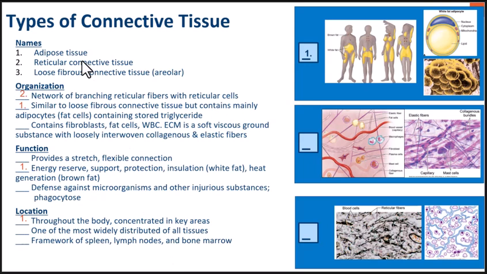Reticular tissue. Reticular means net-like. So reticular tissue has this network of branching fibers and cells. It provides stretch and flexibility in the structures that it's found, and in particular, it's found forming the framework of our spleen, our lymph nodes, these are immune organs, and our bone marrow. And this is showing you some reticular fibers and the cells scattered throughout it.